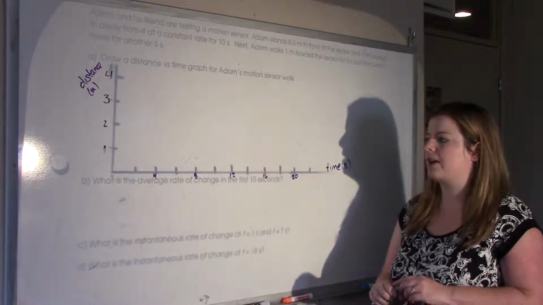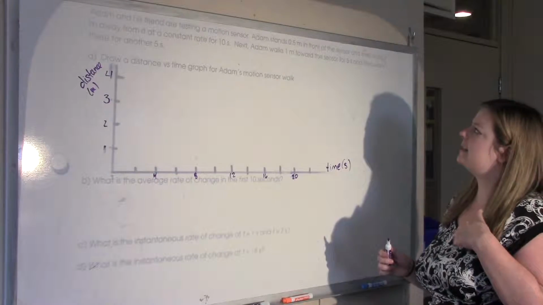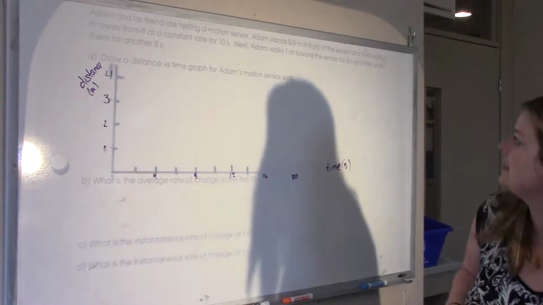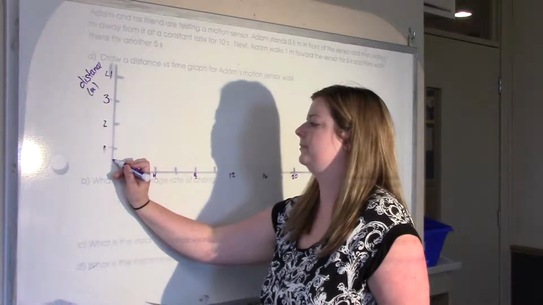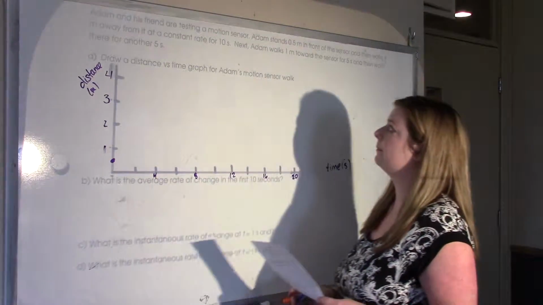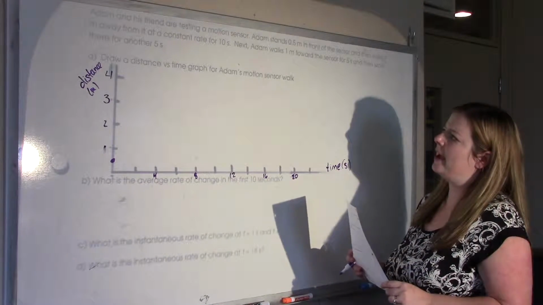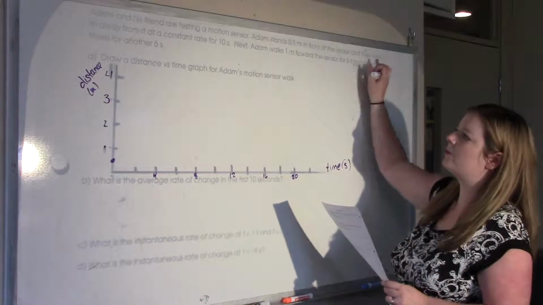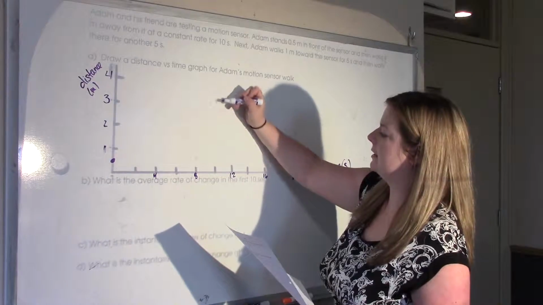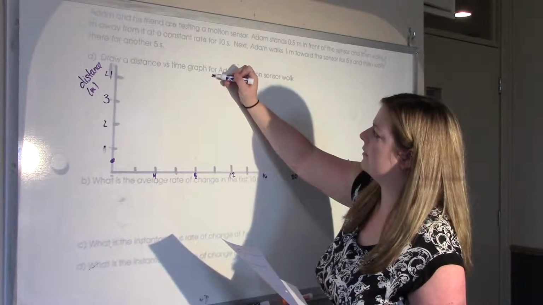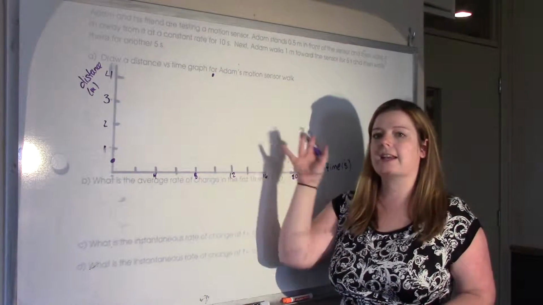Okay, so now I'm at a point where I can start actually graphing something. So Adam stands 0.5 meters in front of the motion center. So he starts at 0.5 meters. And then walks 4 meters away at a constant rate for 10 seconds. So that means at 10 seconds, he is at 4.5 meters. So I like to draw the dot of where he will be and then connect the two dots.